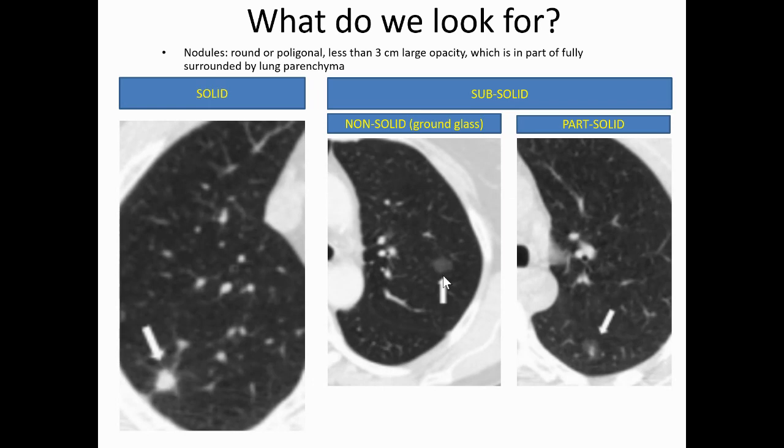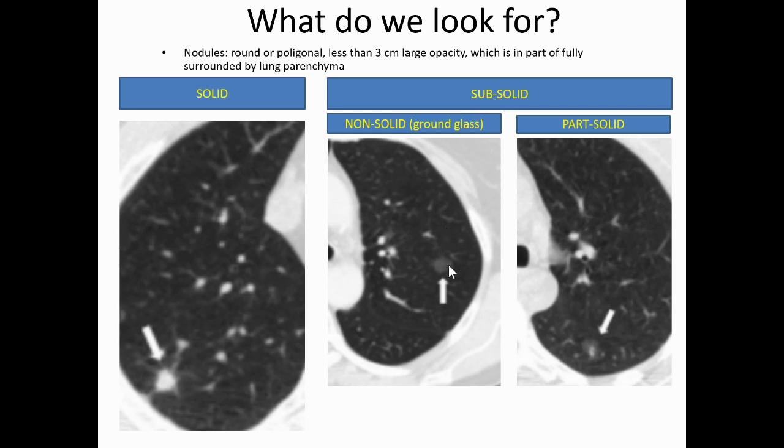Just to show you what I do when I am screening for lung cancer, I mostly look for nodules, which are round or polygonal opacities, less than 3 centimeters large, which are either completely or partially surrounded by lung parenchyma. They are divided into solid and subsolid types. Here is a nice white solid nodule which is showing spiculations. The other group are the subsolid nodules.